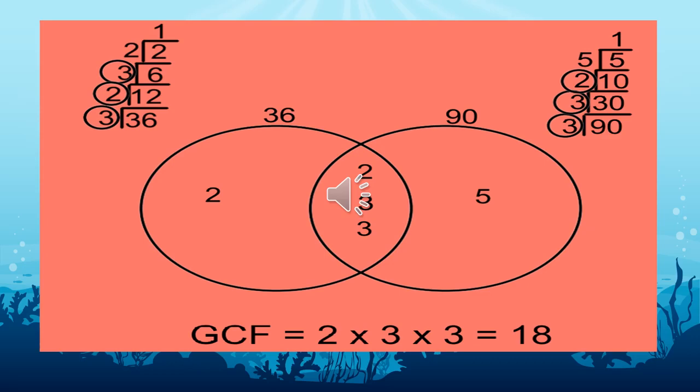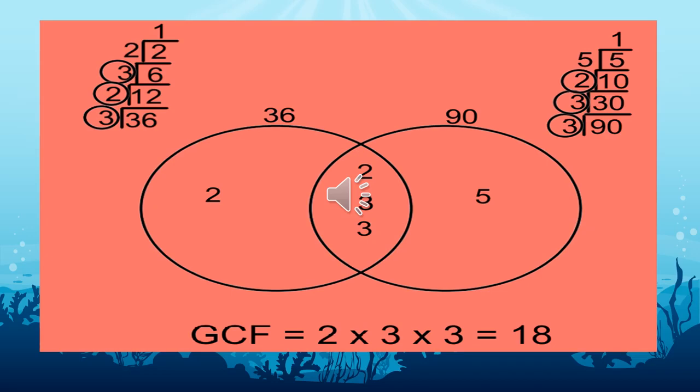For 90, we divide 90 by 3 and we get 30. 30 divided by 3 is 10. 10 divided by 2 is 5, and 5 divided by 5 is 1. So the divisors or factors of 36 are 3, 2, 3, 2, and for 90 we have 3, 3, 2, 5.